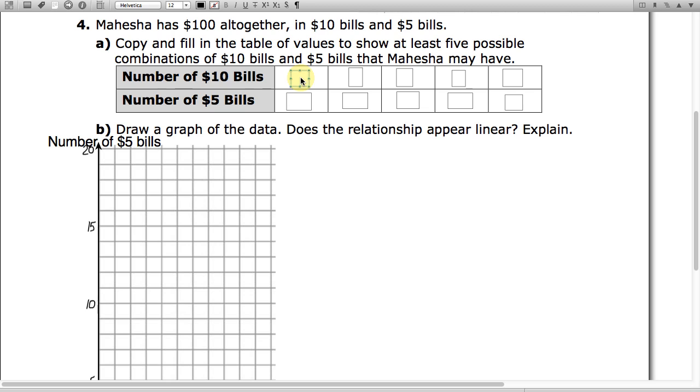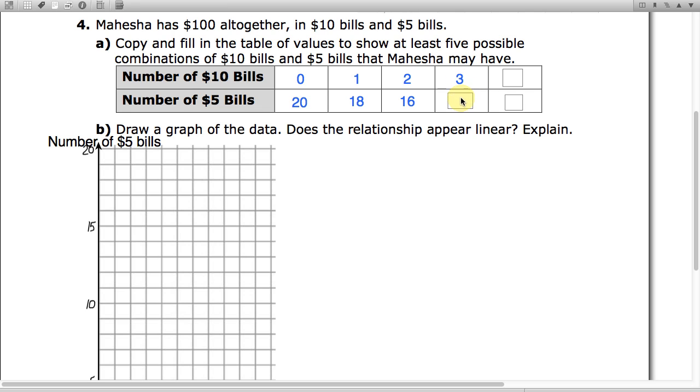Let's start off with something simple, like let's say that she has no $10 bills. In that case, she has to have all $5 bills. Well, 100 divided by 5 would give you 20, so you need to have 20 of those $5 bills. What if you have one $10 bill? Well, then you've got another $90 divided by 5, that's 18 $5 bills. And with two $10 bills, you'd find 16 $5 bills, and so on.